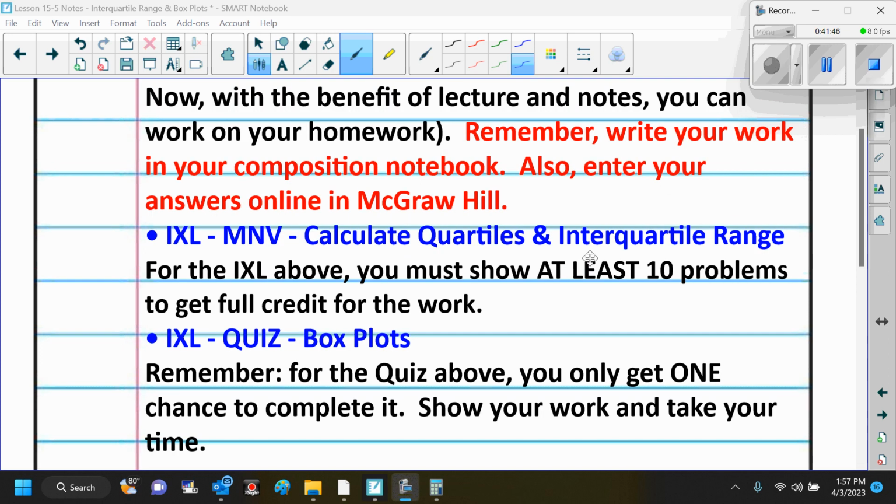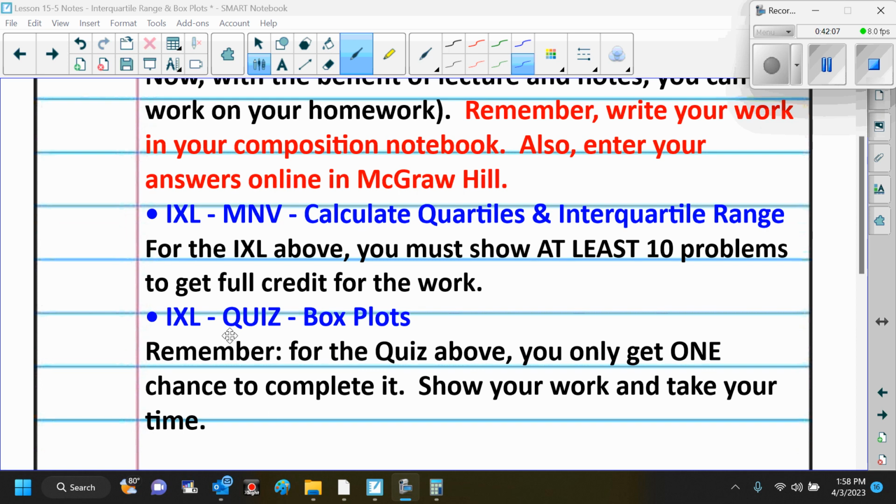So now you can work on your IXL homework, which is calculate quartiles and interquartile range. Remember, when you do your IXL, you have to have at least 10 problems written in your notebook to get full credit for the work, okay? And then for this IXL quiz, the box plots, you need to remember, you only get one chance to complete that quiz. You do not get to retake it. So make sure you show your work and take your time.